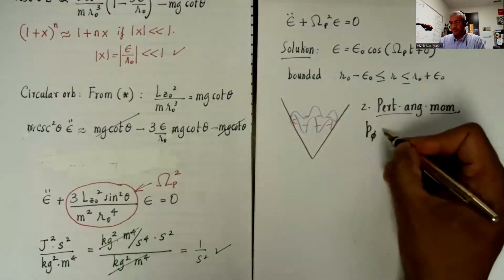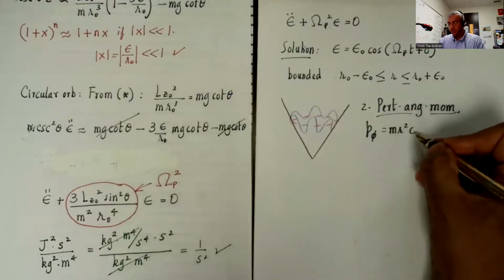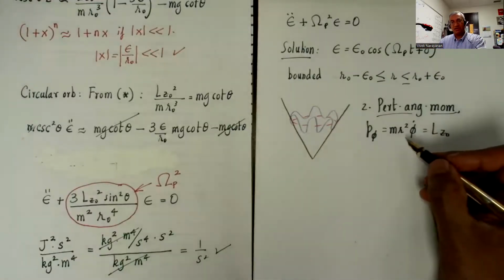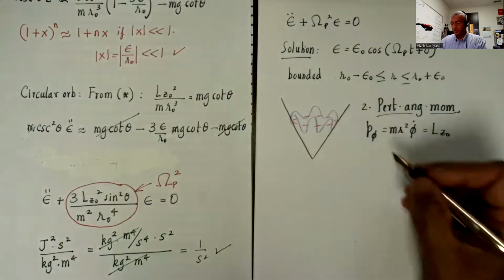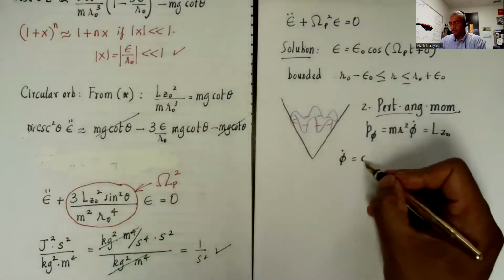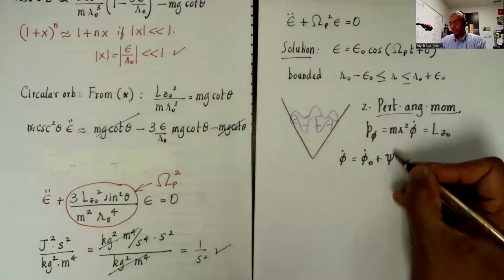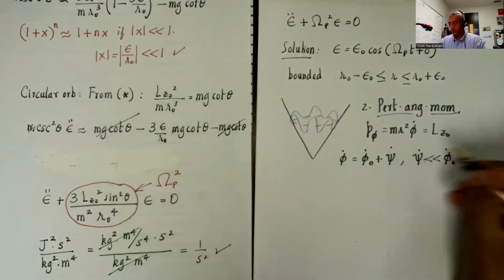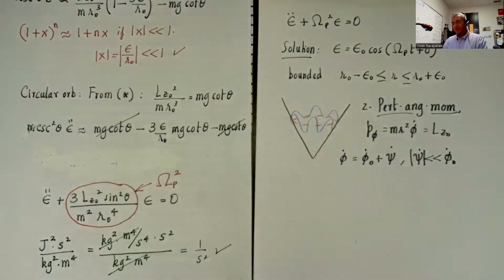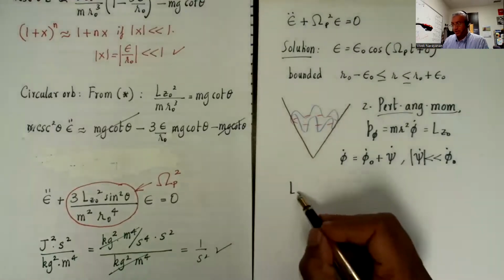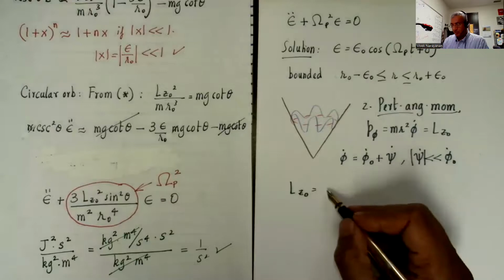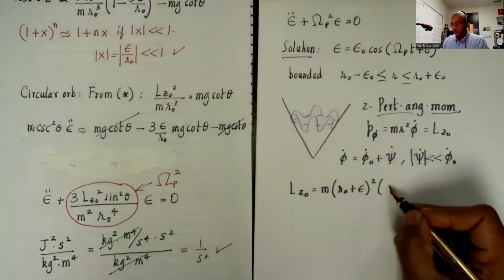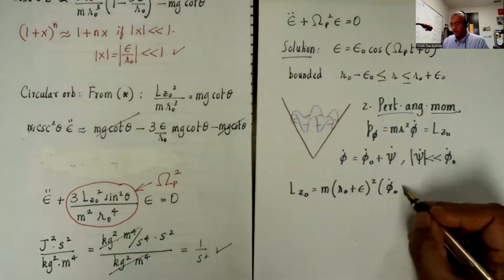Here, remember that p phi is m r squared phi dot, and that's LZ naught. LZ naught never changes, but what we can change, we have just changed r, we can also change phi dot. So I'm going to say that phi dot is phi dot naught plus some psi dot, with the same stipulation that psi dot is much less than phi dot naught in absolute value. So once I have made that condition, I can write down the new angular momentum. It's still the same as the old angular momentum, but now in terms of the perturbed variables: m times (r naught plus epsilon) squared times (phi dot naught plus psi dot).